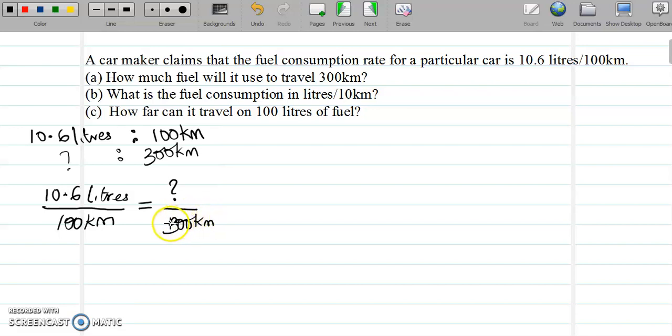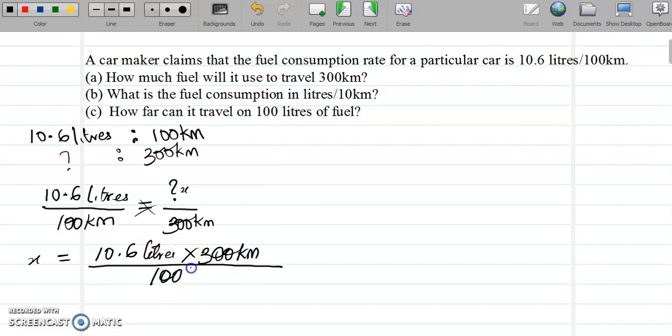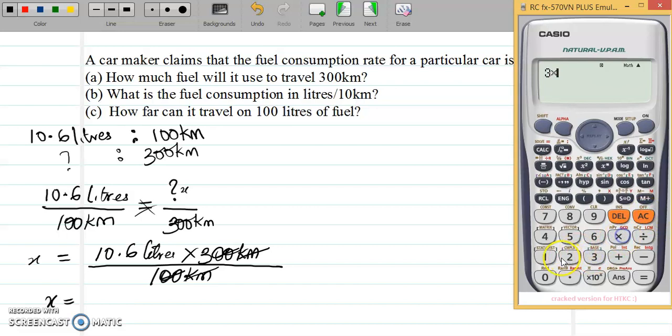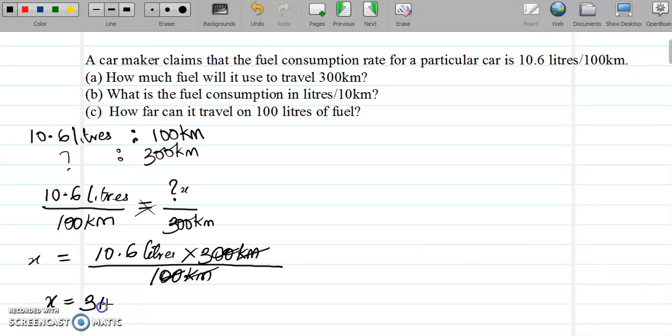Okay, now if I cross multiply here to find this, let me say this to be x, that gives me 300 times this, divided by this. So the liters, which is x, simply gives me 10.6 liters multiplied by 300 kilometers, divided by 100 kilometers. Now kilometer cancels kilometer, 100 cancels into 300. We have 3 multiplied by 10.6, which gives us 31.8. So that gives us 31.8 liters, and that gives us the answer.